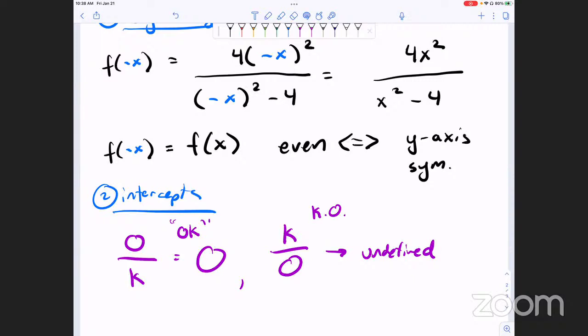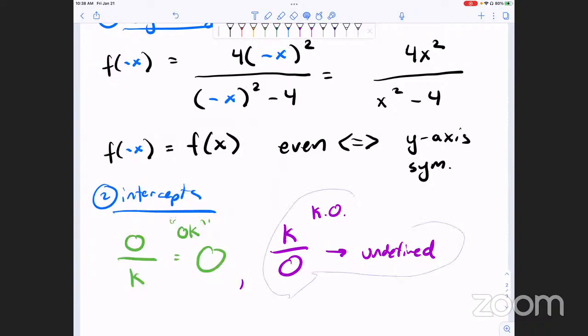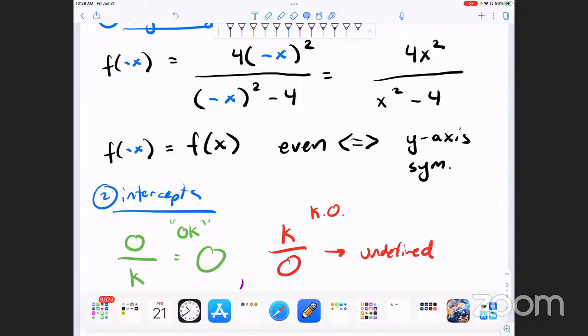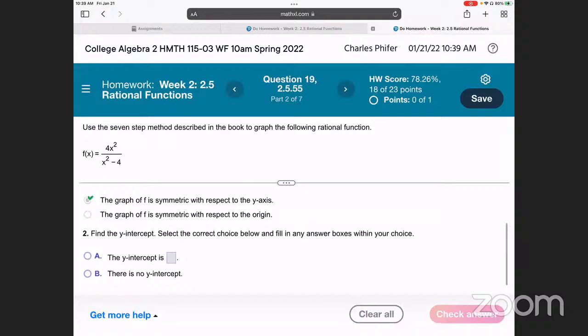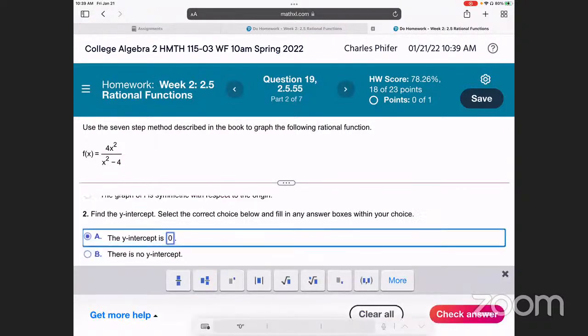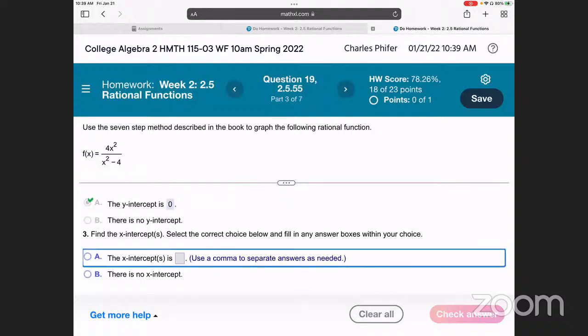Let me drive the point home a little bit further. Zero over some number, that's okay. That's going to be equal to 0. But some number over 0, that's a KO. I want to knock that out, so that's undefined. So in our example, the y-intercept, when x is 0, we got 0 over some number, so the y-intercept is 0. X-intercept, we set y equal to 0, but a fraction is only 0 when the numerator is 0. So basically it's the origin, so it's going to be the same thing again.